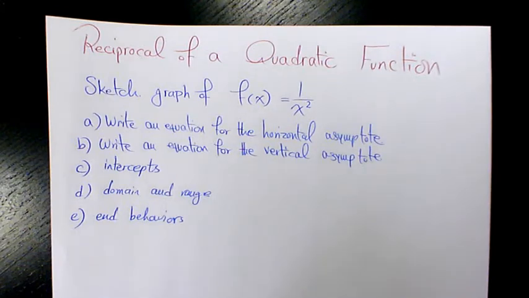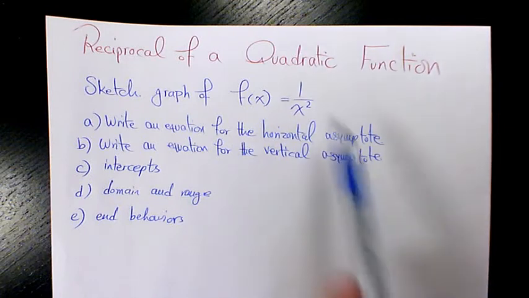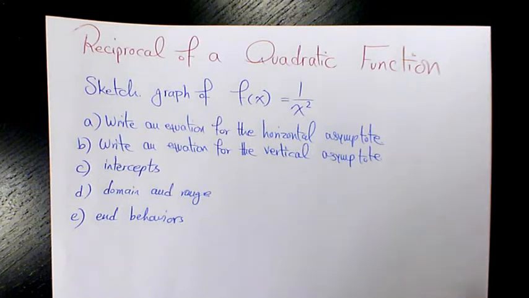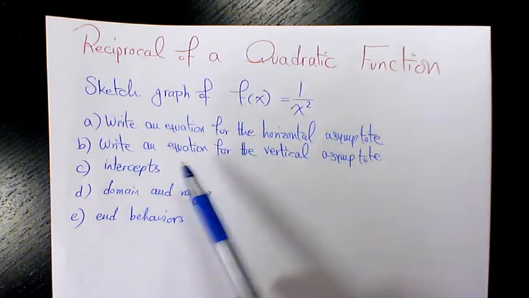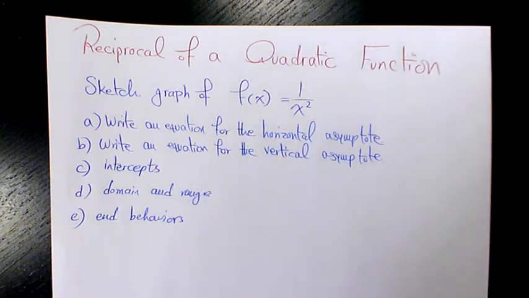Welcome to another video. In this video I want to talk about the function 1 over x squared, and that's part of the reciprocal of a quadratic function. We need to write the equation for the horizontal asymptote, write the equation for the vertical asymptote, graph it, find the intercepts, domain and range, and also find the end behaviors.